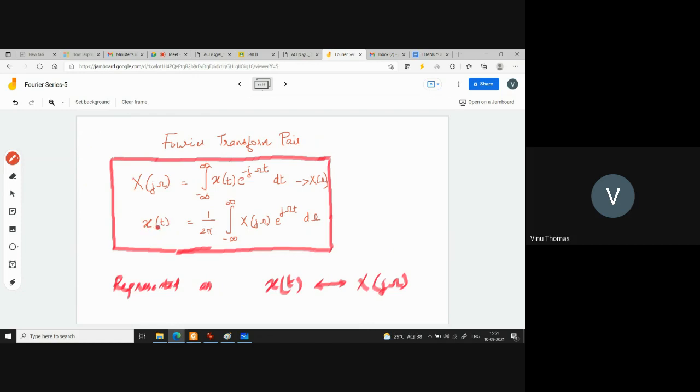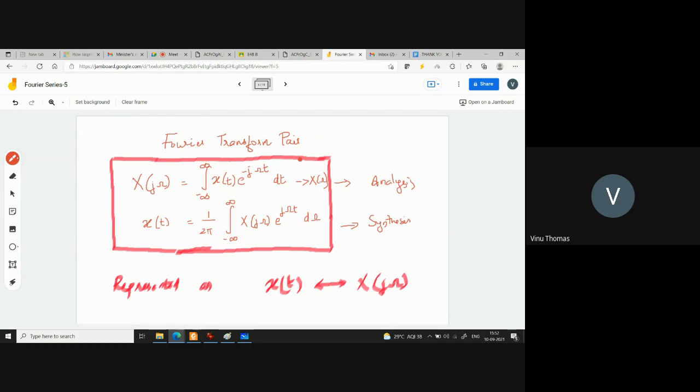And now here x of t, which we have derived right now, can be written as x of t is equal to 1 by 2 pi integral minus infinity to plus infinity x of j omega e raised to j omega t d omega. So here we have both the analysis, so this you call the analysis equation, and this you call the synthesis equation. Both the analysis and the synthesis equation are integrals. You call this the Fourier transform pair.